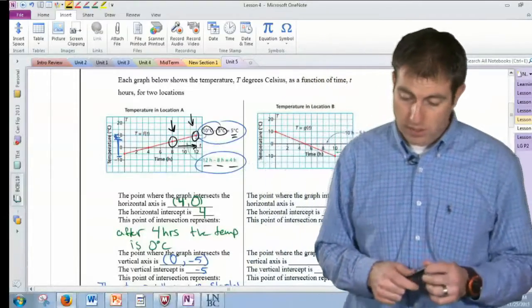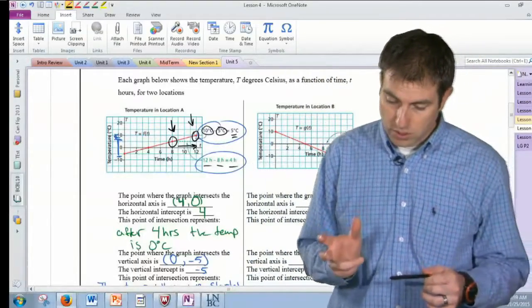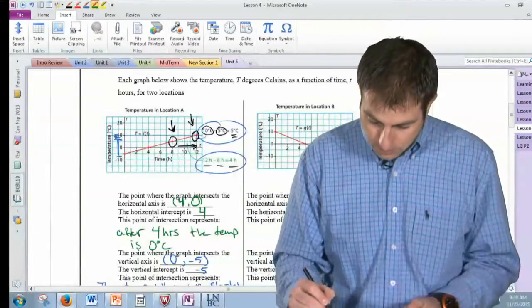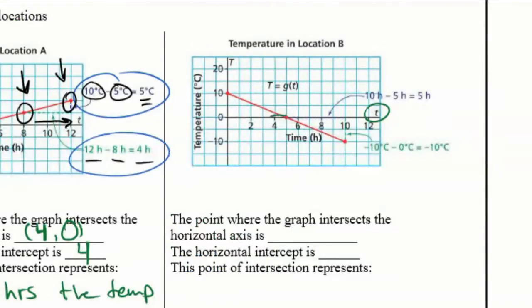So the first part is asking for the horizontal axis. Where does it intersect? I'm looking at the time axis, and I see that it intersects right here, halfway between 4 and 6. If I wanted to write that as an ordered pair, I'd say x is 5 and y is 0. Horizontal intercept is 5.